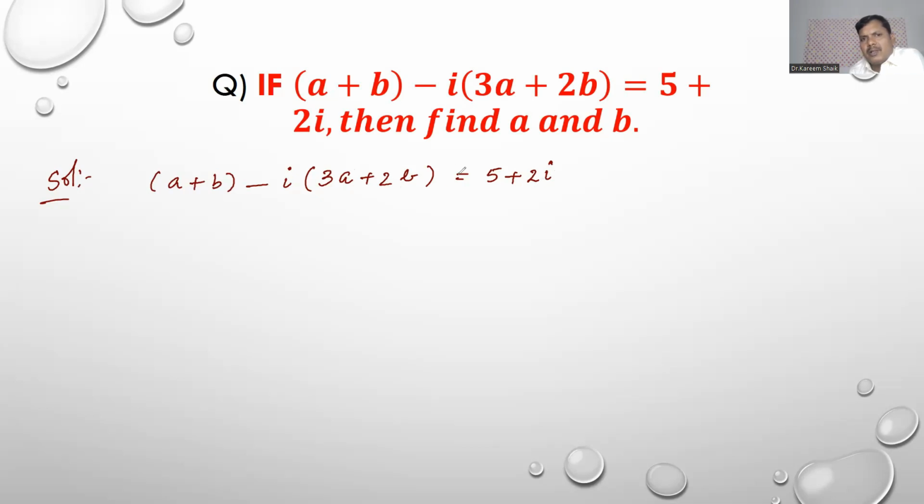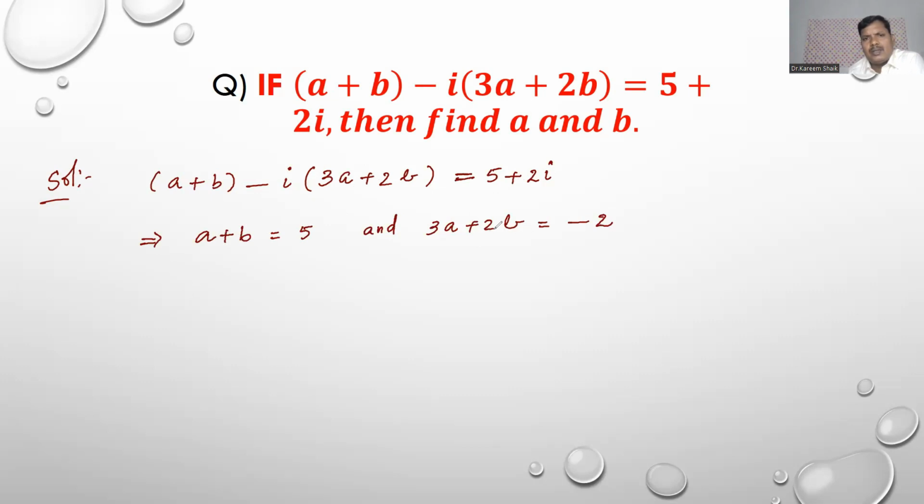But these two complex numbers are said to be equal. Two complex numbers are equal if and only if their imaginary parts as well as their real parts are equal. So by using that property, can I say that a + b = 5 and 3a + 2b = −2. Why −2 here? Because here minus, here plus.